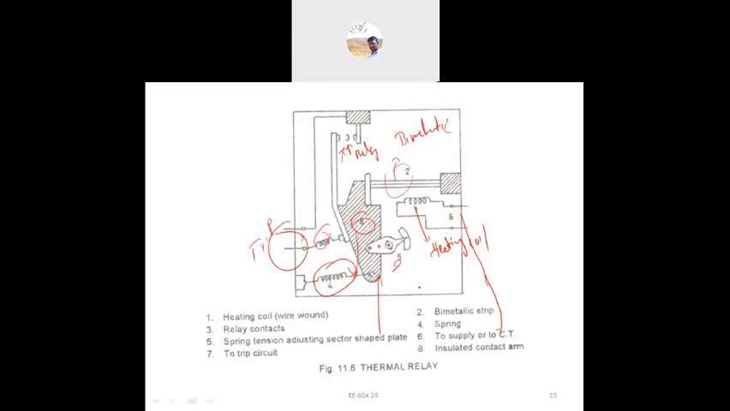In the electromagnetic relay, we are using a magnet. Here, instead of a magnet, we are using a bimetallic strip, which operates by the variation in the contact with heat. That is a heating coil. If the heating is increased, then the bimetallic strip's contacts will be varied. That is the difference between the electromagnetic relay and the bimetallic strip relay.